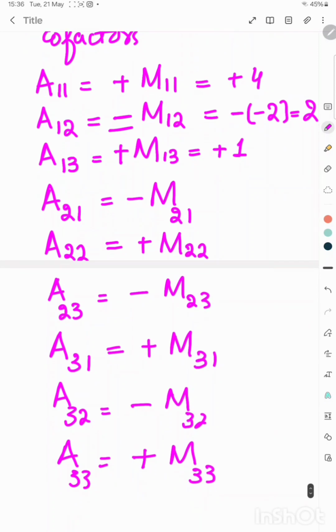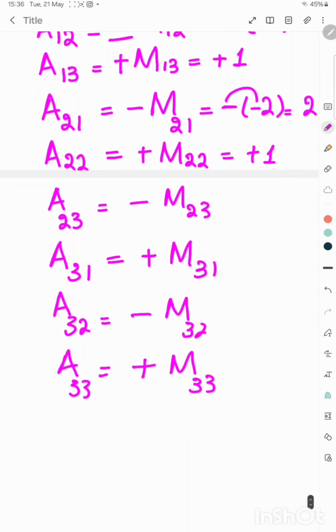Next minor was m21, which was equal to plus 2. So here there is a formula sign, a negative sign, and m21 was equal to minus 2. So again here minus into minus is plus, so it will be plus 2. Now the next minor m22 was equal to plus 1, so I will write plus 1 here. The next minor was m23, which was equal to 0, so here it will be equal to 0.